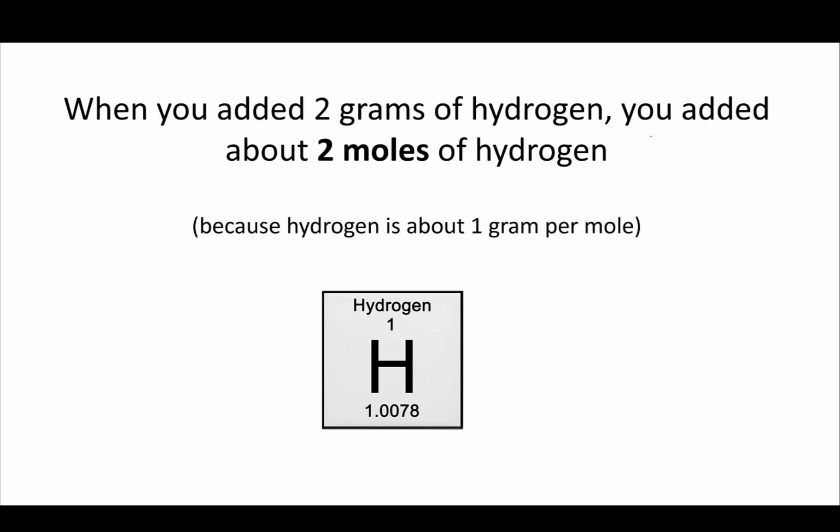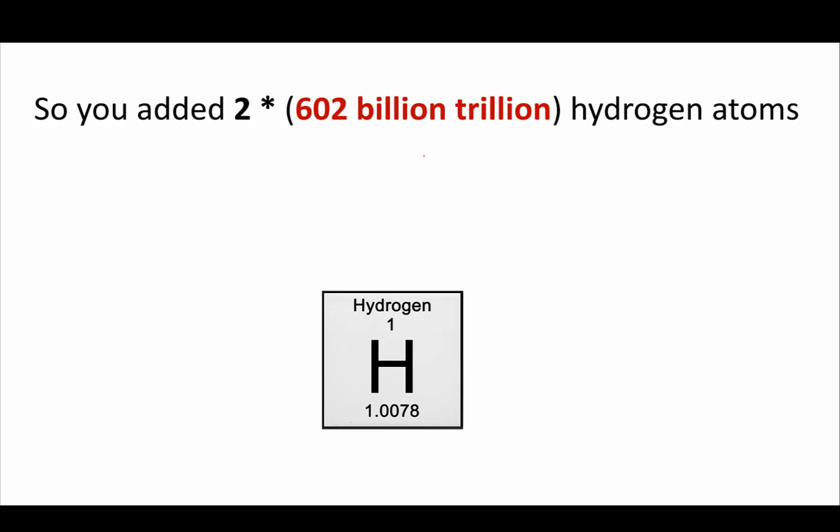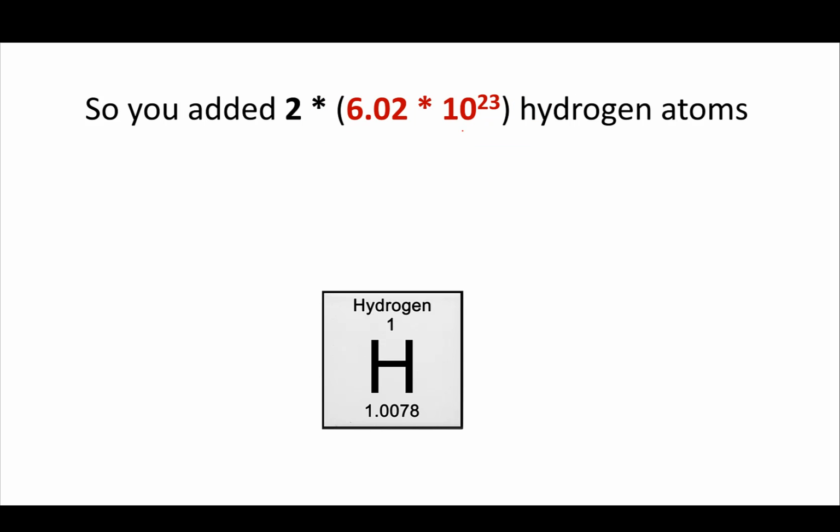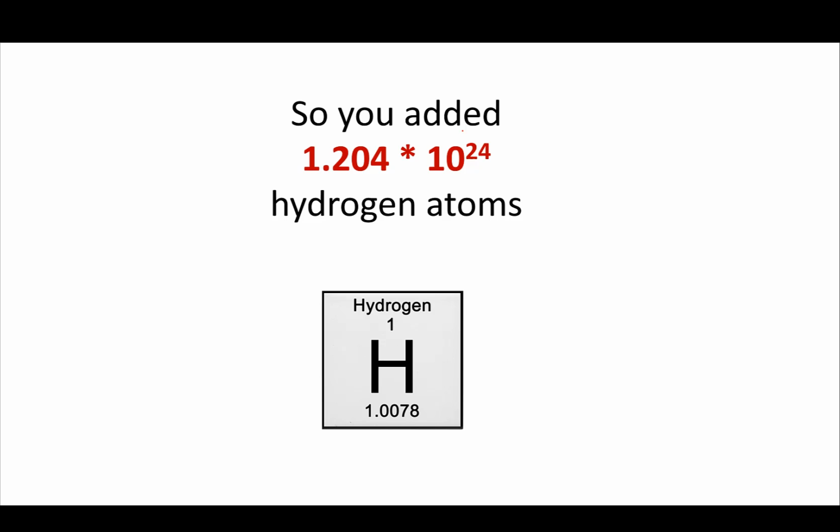When you added 2 grams of hydrogen, you added about 2 moles of hydrogen, because hydrogen's molar mass is about 1, right? So 1 mole of hydrogen is about 1 gram. So 2 grams is twice that much, 2 moles. So you added 2 moles of hydrogen, which is 2 times 1 mole of hydrogen atoms. And remember, we write 602 billion trillion like this. So if you just do the math, you can figure out how many hydrogen atoms you added. It was about this many hydrogen atoms: 1.204 times 10 to the 24th power.